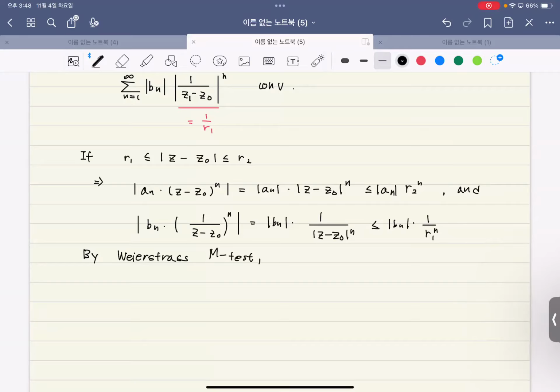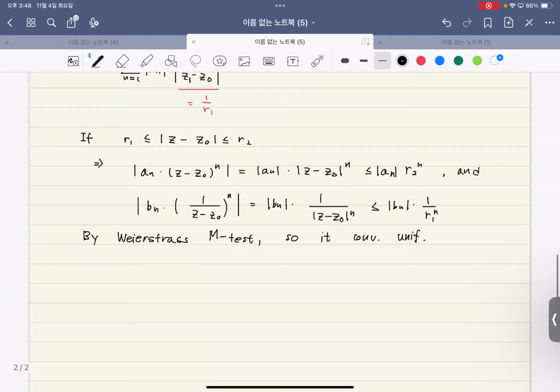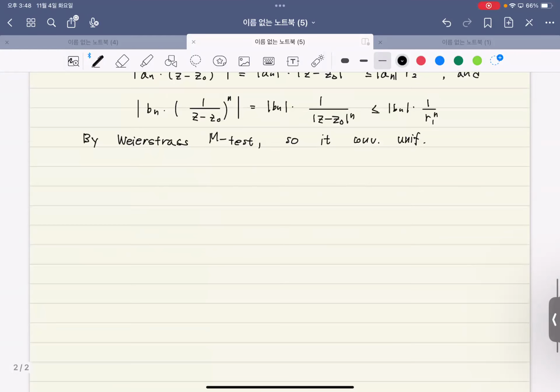Test, so it converges uniformly. Okay, great. So we proved the uniform convergence. Now, what makes this uniform convergence so important? Well, because we have the uniform convergence, I can try to prove a very useful theorem for the Laurent series, just as we did for the Taylor series.